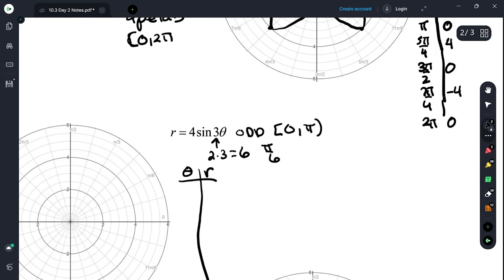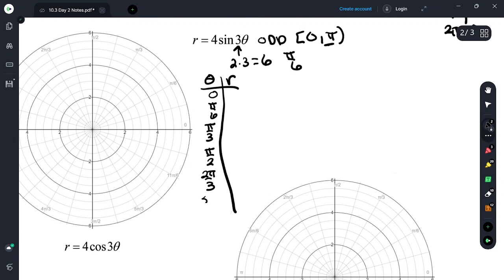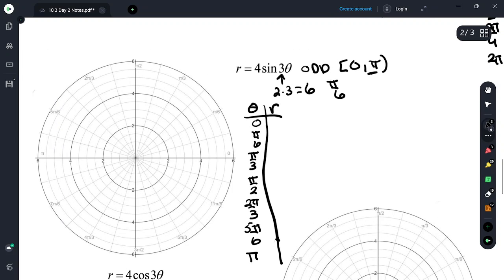So we have theta and r, but we only have to go to pi. 0, 1/6, 2/6, 3/6, 4/6. Run out of room. 5/6 and 6/6. Now the pattern stays the same. We just have to know where to start the pattern. Sine of 0 is 0, so 0. When we plug pi over 6 in, we're evaluating sine of pi over 2, and that's 1. So 4, 0, negative 4, 0, 4, 0. So every other one is 0, and every other one is a 4 or negative 4.